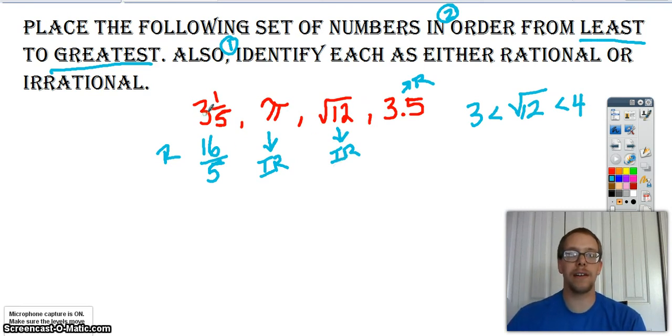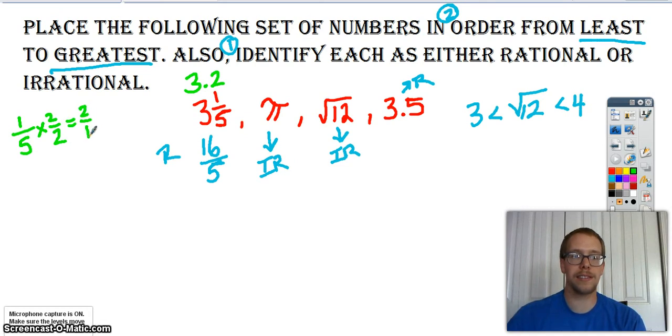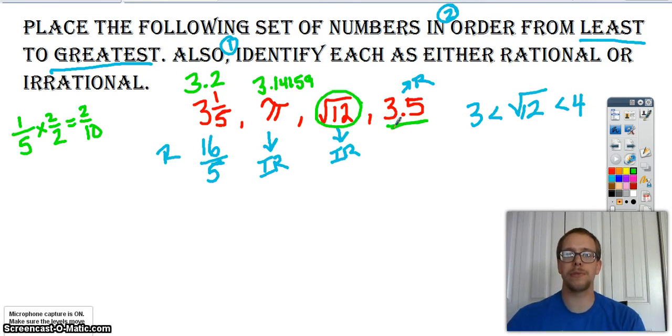Right now we know that we have 3 1/5, and just for me personally, it's easier to think about them all as decimals. So 3 1/5, we can write that as 3.2, because we can convert 1/5, multiply it by 2 over 2, and you get 2/10. So we have 3 2/10. Notice the place after the decimal is the tenths place. Pi written as a decimal is approximately 3.14159. We have to do some work with the square root of 12, but notice we already have 3.5 written as a decimal.